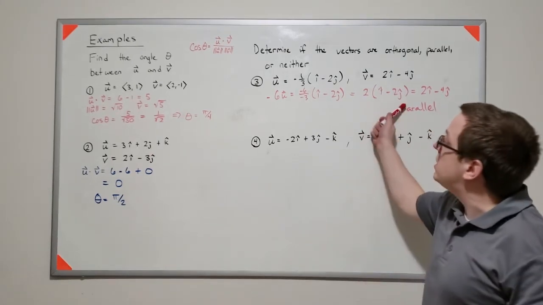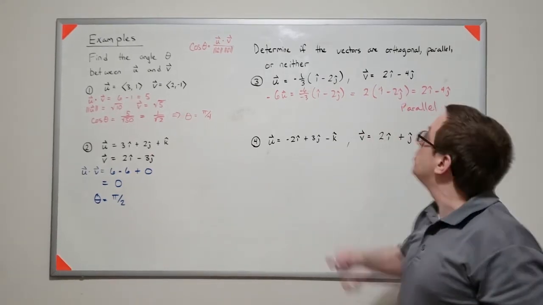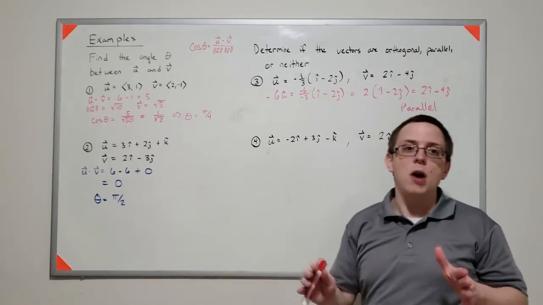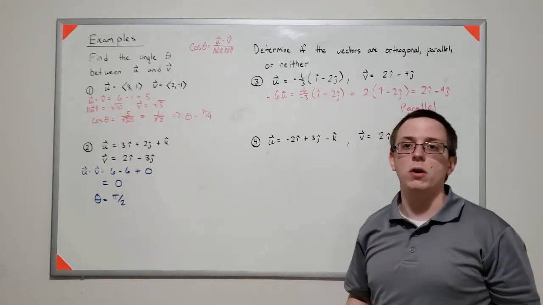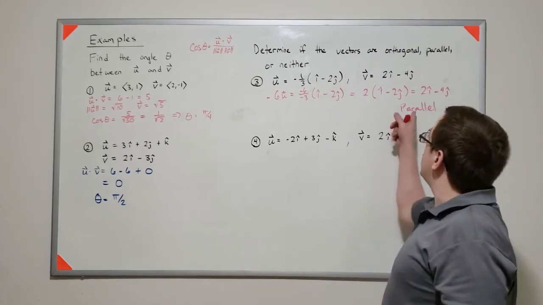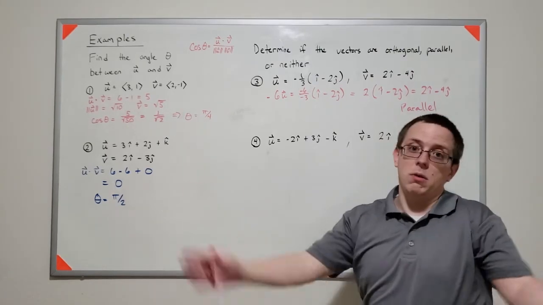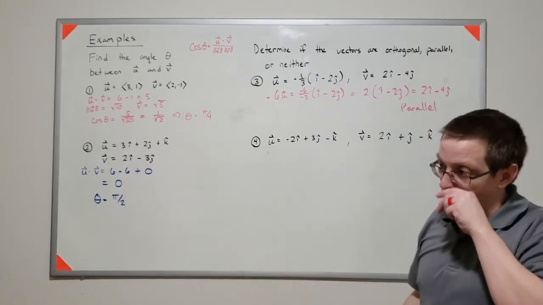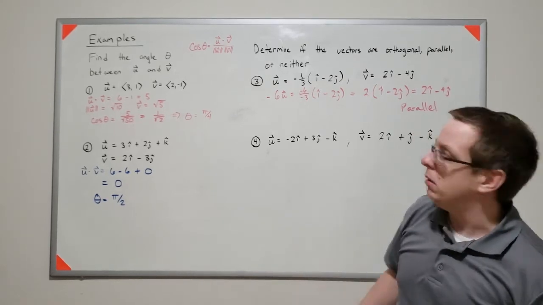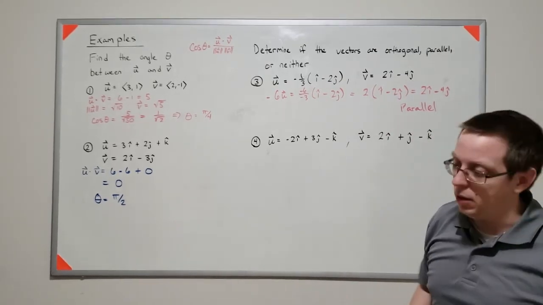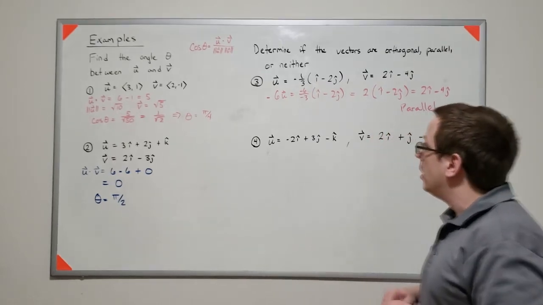Now, if this didn't work out, what we would do is take the dot product. And if that dot product was 0, we would know they're orthogonal. And if this didn't work out and the dot product wasn't 0, we just don't have any other information. We could get that angle, but it didn't ask us to. So again, why work harder than you have to, right?